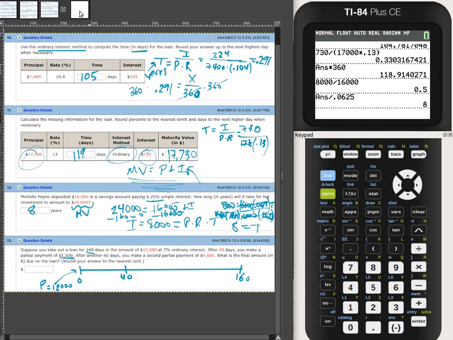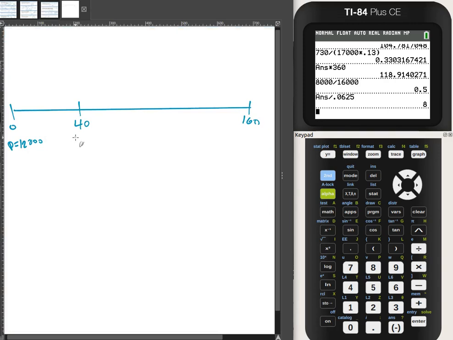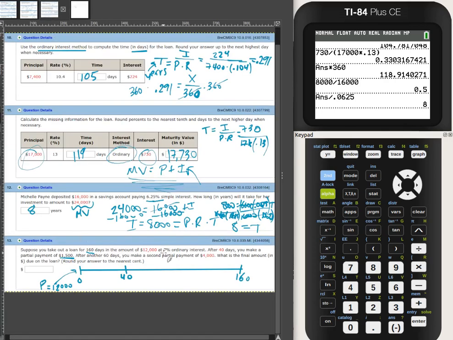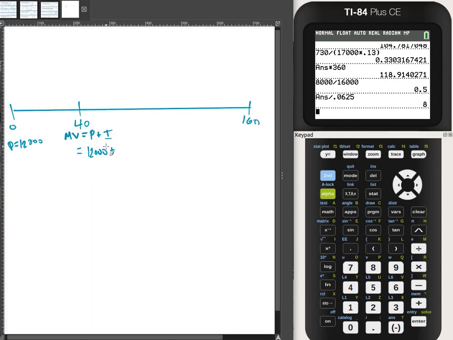And so what's going to happen is that the payment that we make here of $1,500 is going to be subtracted after what we're going to find is basically a mini little maturity value for day 40. So this is going to be the principal plus the interest up until now, which is going to be the $12,000 plus how much interest we gained with a 7% interest rate, 7% ordinary interest. Ordinary, of course, is going to be important for us because we're dealing with a number of days.